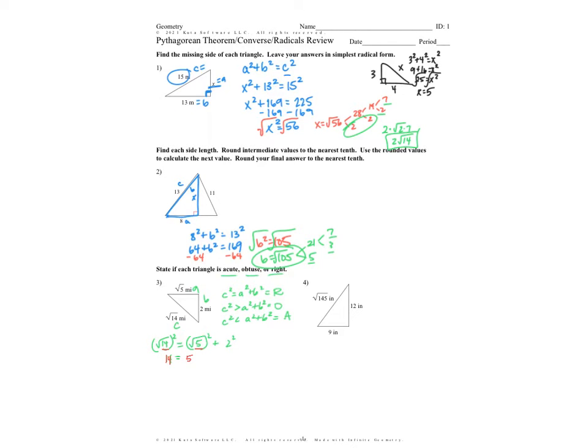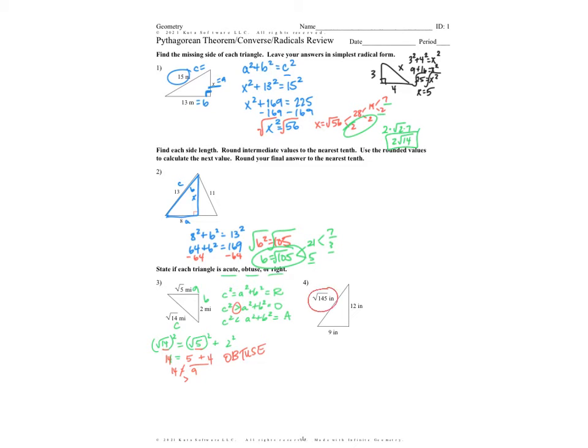This is 5. 2 squared is 4. So I got 14 equals, when you add those, 9. Okay, we know that they're not equal. 14 is greater than 9. So that means that our triangle here, if it's greater than, is obtuse. Okay, so super simple. So let's do number 4.